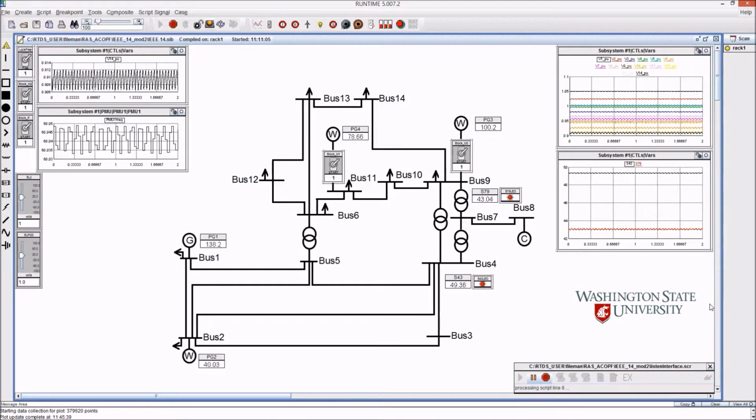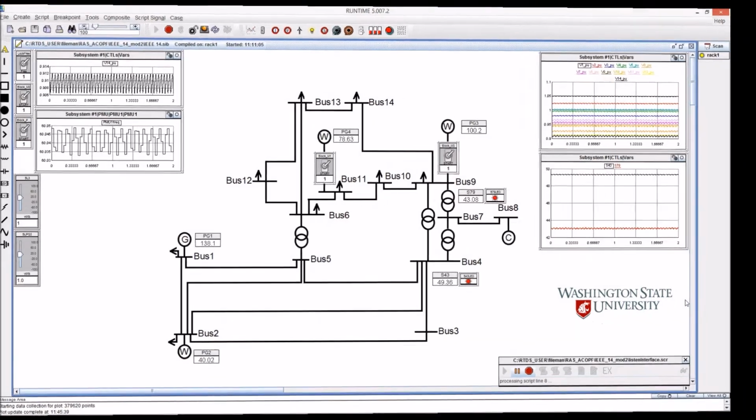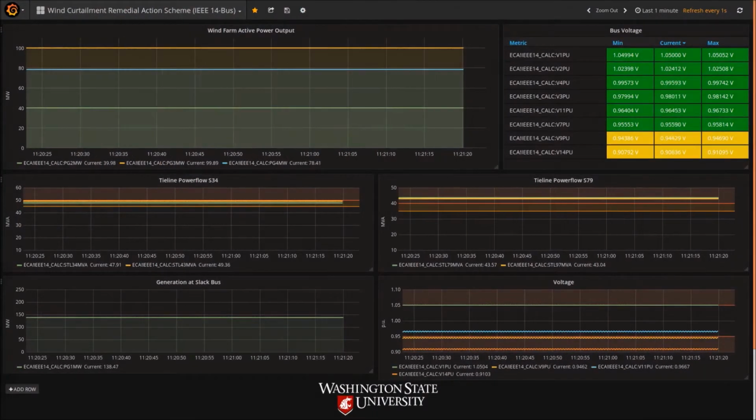Now we have the RTDS running to simulate the IEEE 14 bus system. We can see there are 3 wind farms generating 40 megawatts, 100 megawatts, and 78.5 megawatts respectively. In this simulation, overloading conditions appear on branch 3 to 4 and branch 7 to 9. We can also notice there exist voltage violations at this moment.